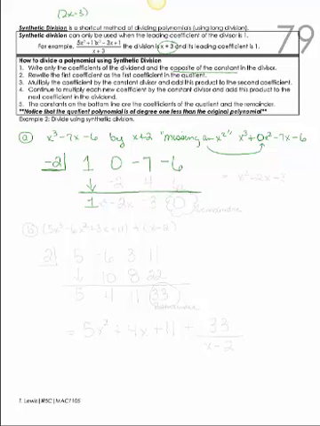So, we brought down the 1, take 1 times the negative 2. Negative 2. Add negative 2 to 0. We have negative 2. After you add, you start the process over. Then take the negative 2, multiply it by the negative 2. That gives us 4. And then add 4 plus negative 7, negative 3. Start the process over. Multiply negative 3 times negative 2, 6. And then add 6 and negative 6, 0.